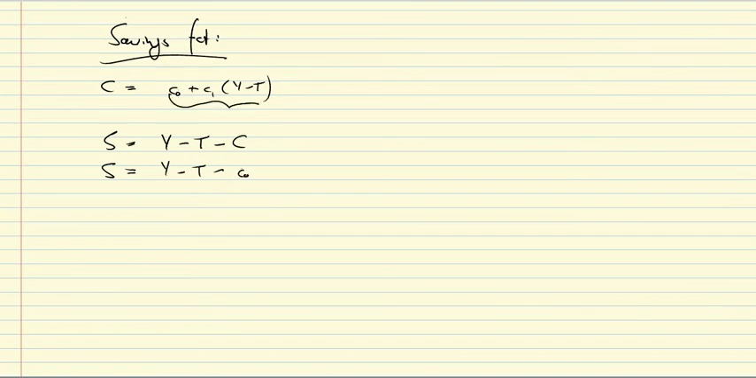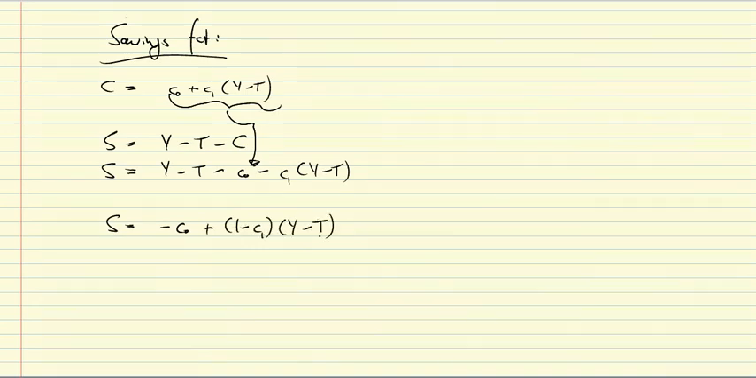So we're using this expression to plug it in here. Y minus T minus C0 minus C1 times Y minus T. And that of course can be simplified to give us S equal to minus C0 plus 1 minus C1 times Y minus T.